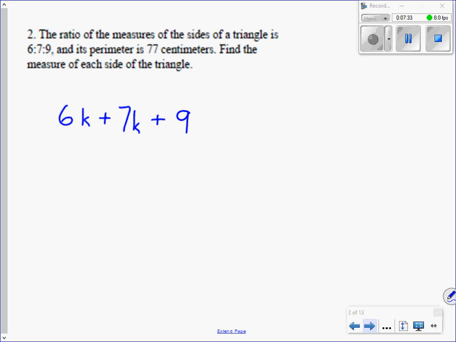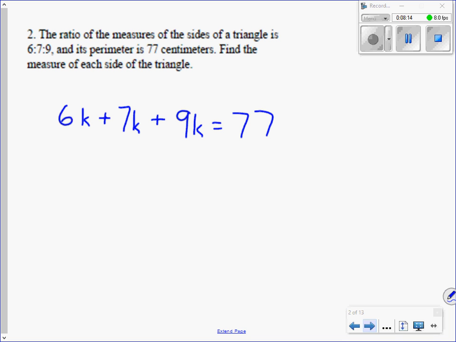plus 9 times that scale factor should equal 77, because 6, 7, and 9 doesn't equal 77. Does it? Like 22. So it's not going to be 6, 7, and 9, but maybe it's twice that. It may be like 12 and 14 and 18, or maybe it's 3 times all of those. I don't know. But that's what I'm looking for, is this scale factor. What one number can I multiply 6, 7, and 9 by and get sides that add up to 77? So we just go through like an algebra problem.